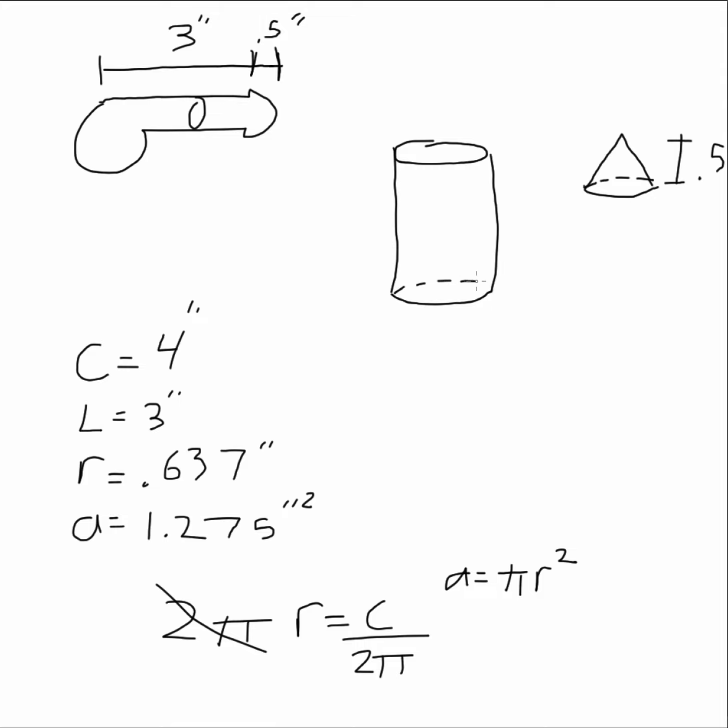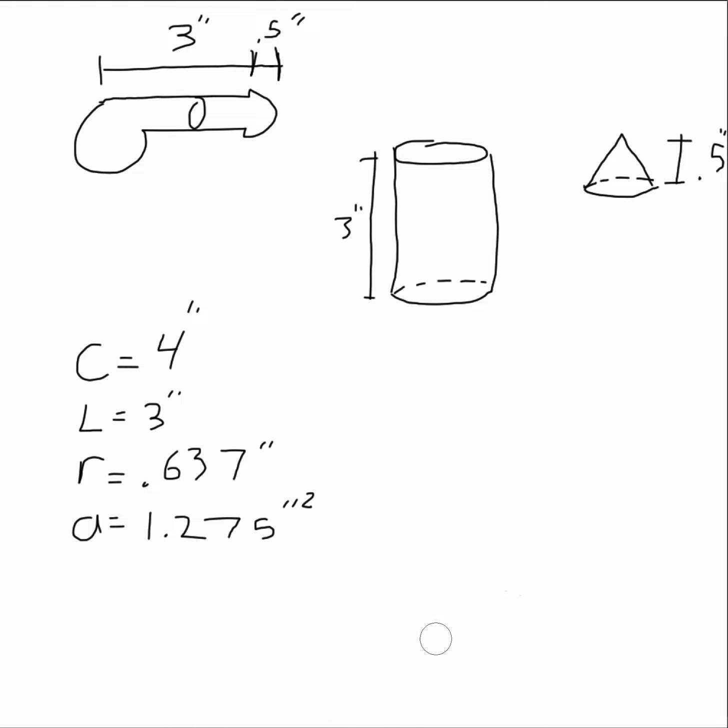For the shaft, we're just going to take a cylinder with the height of 3 and the radius of 0.637. So we're going to start off by finding the volume of a cylinder. Hold on, let me get rid of all this down here. The volume of a cylinder is equal to pi.